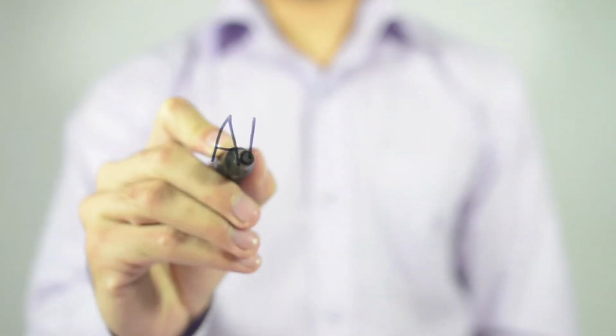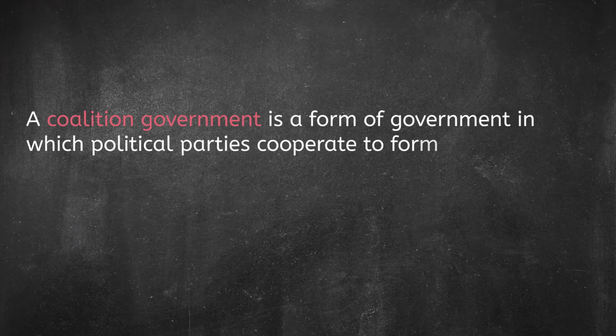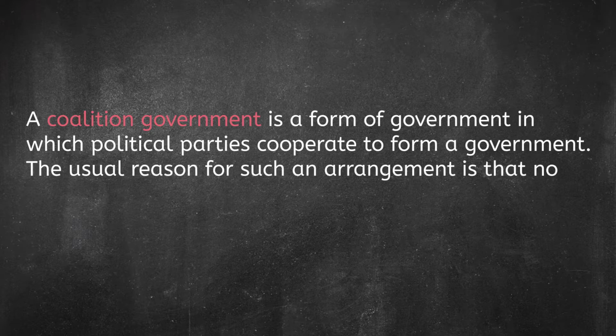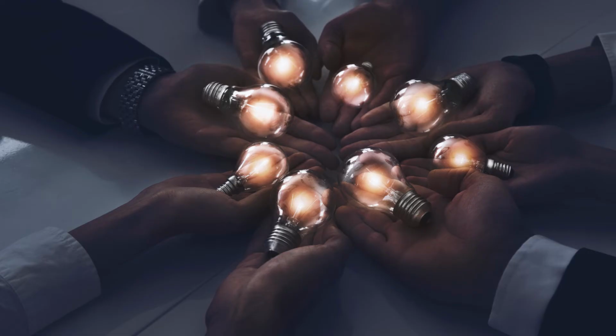Word alert! A coalition government is a form of government in which political parties cooperate to form a government. The usual reason for such an arrangement is that no single party has achieved an absolute majority after an election. Parties that are similar form governments in which they share power. This is a typical process in multi-party systems.